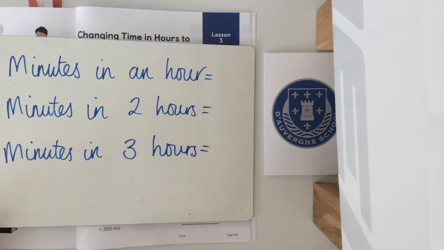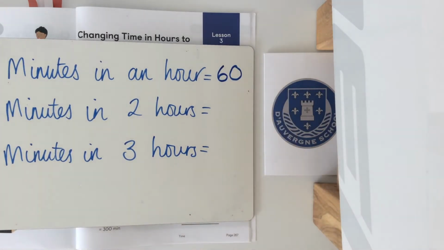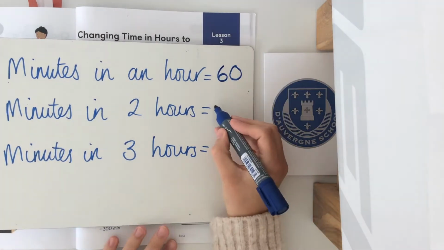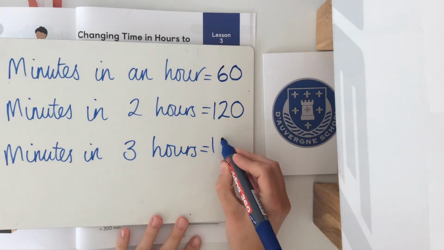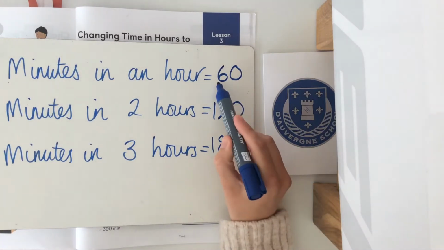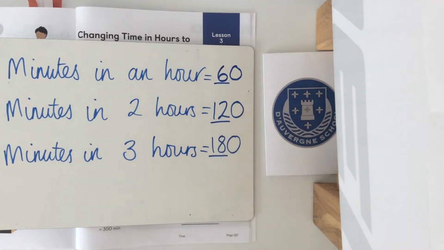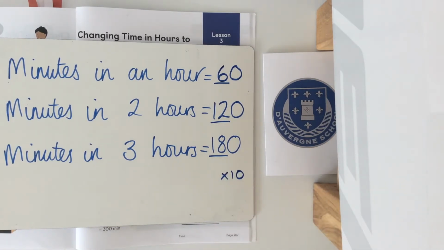So, we should know from our previous lessons that there are 60 minutes in 1 hour. So we need to double that for 2 hours, which is 120 minutes. And then we need to add another group of 60 for 3 hours, which is 180 minutes. How did you go about calculating that? What knowledge did you use that you already know? You might notice that we are still using that 6 times tables, multiplying it by 10 to make 60.